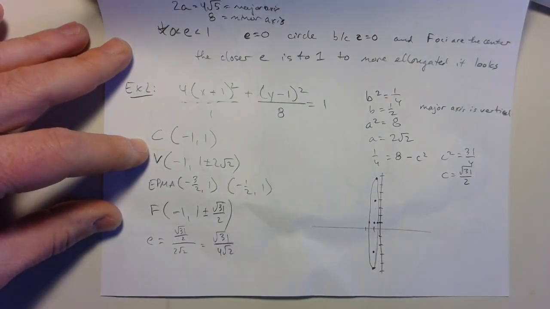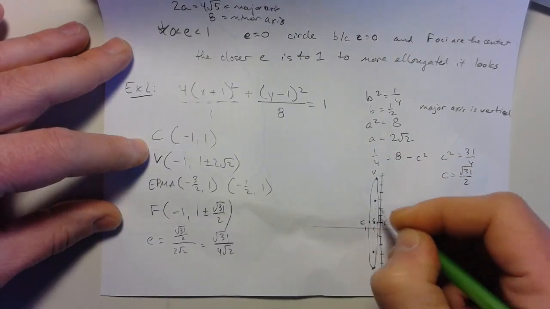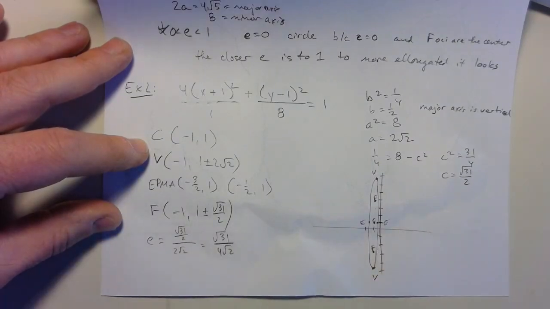For ourselves, label the vertex, endpoint of the minor axis, endpoint, C, F, F. All right, that one's all set.